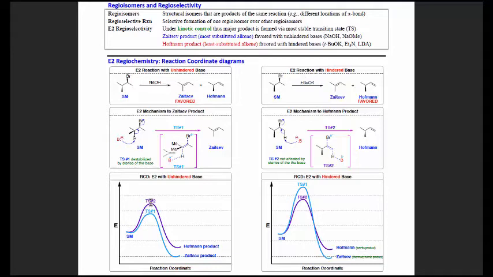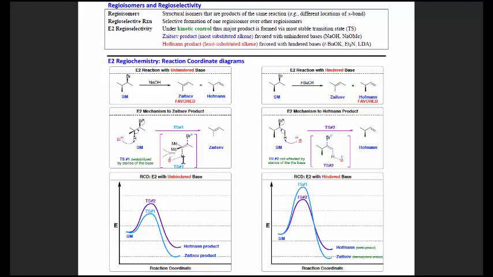Now what happens when we use a much larger base, like say potassium t-butoxide or LDA, lithium diisopropylamide, is that transition state number 2 really doesn't change for either one. You'll notice that it starts at the same energy in both reaction coordinate diagrams, and it ends at the same energy, and the height of the transition state is the same in both. Accessing these hydrogens that are out here is essentially the same, no matter how big your base is.